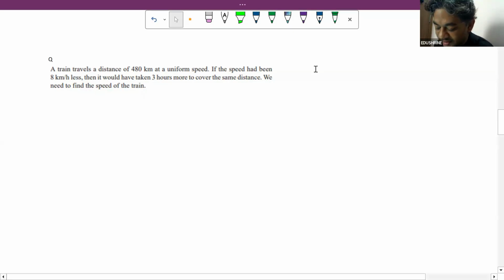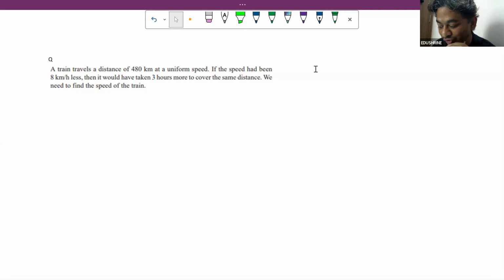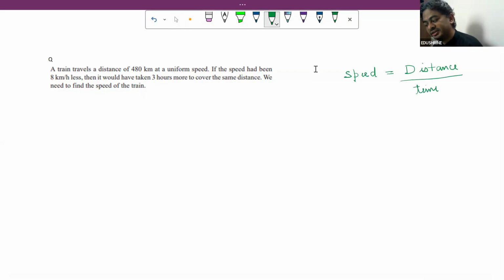A train travels a distance of 480 km at a uniform speed. The first thing that I should know is the relation between distance, speed and time. So what do we know? This formula everybody knows, right? Speed is nothing but distance covered in some time. So speed is distance upon time. This is what we know.